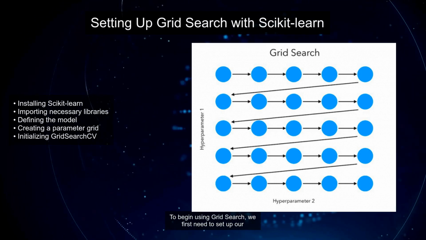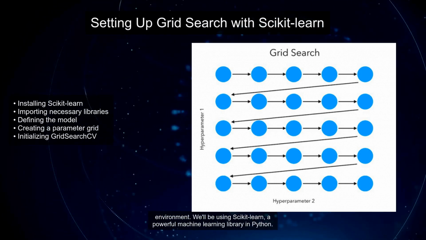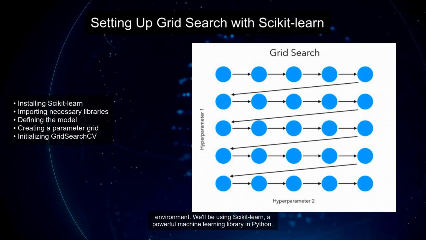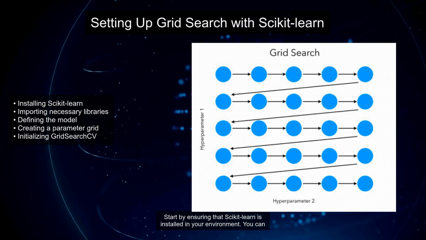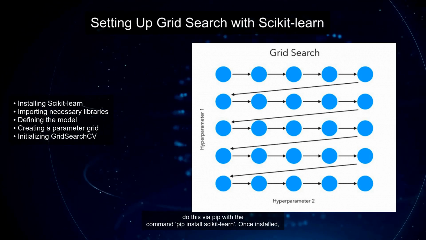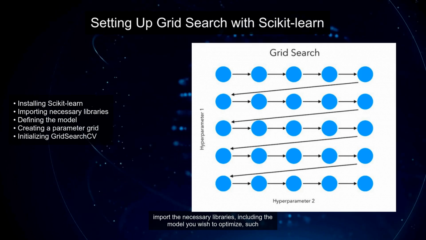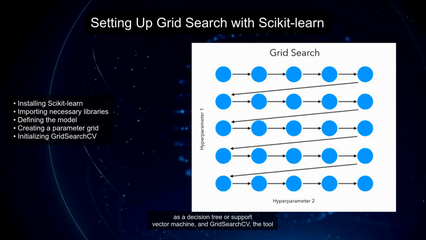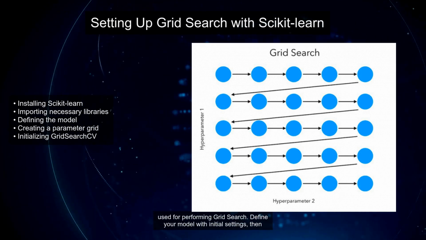To begin using grid search, we first need to set up our environment. We'll be using Scikit-learn, a powerful machine learning library in Python. Start by ensuring that Scikit-learn is installed in your environment. You can do this via pip with the command pip install Scikit-learn. Once installed, import the necessary libraries, including the model you wish to optimize, such as a decision tree or support vector machine, and grid search, the tool used for performing grid search.